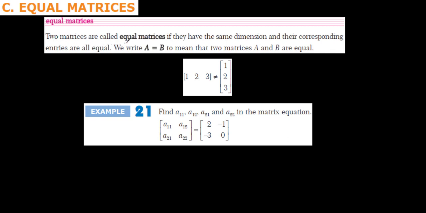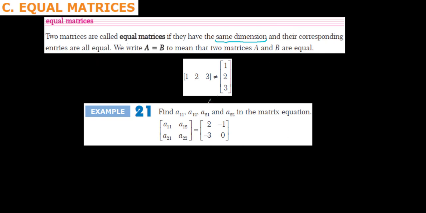Two matrices are equal matrices if they have the same dimension. So this part is also important for us. If the dimensions are not the same, we cannot say they are equal, or we cannot add them. And their corresponding entries are equal.